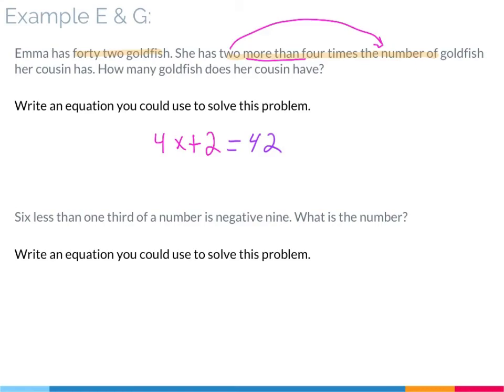Now, the problem just asked me to write an equation. I don't have to solve, so I'm done. My answer is 4x plus 2 equals 42. That's my answer. I don't have to go any further. So it's very important that I read the problem so I don't do extra work.